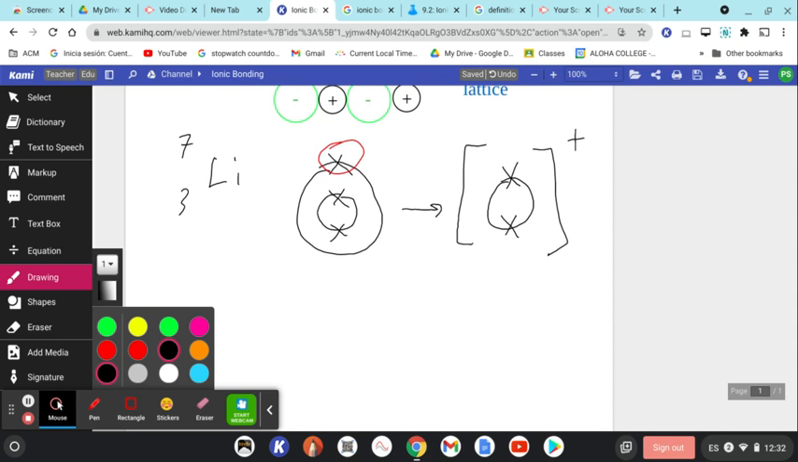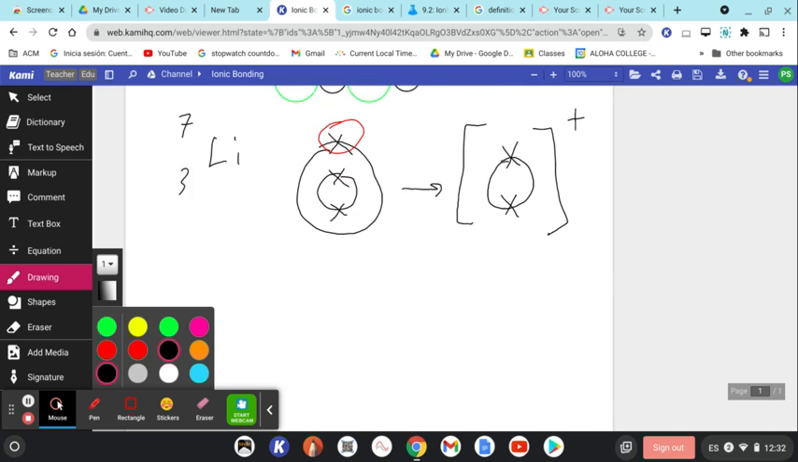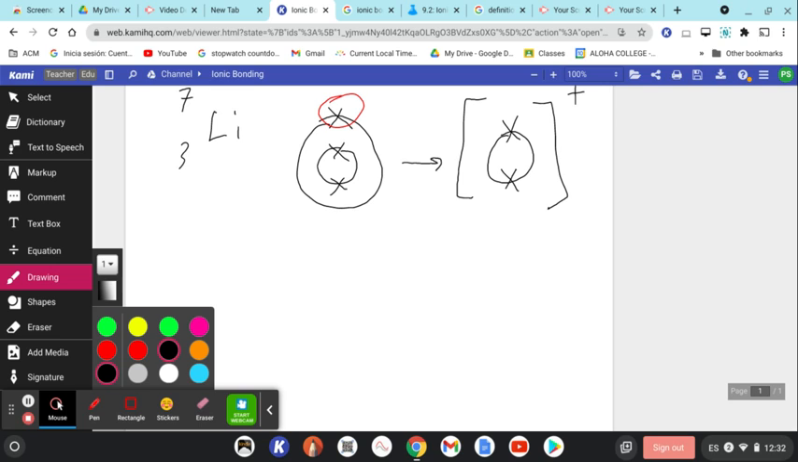Now, metals like to lose electrons because they have few electrons in their outer shell. And by losing them, they have a complete outer shell. Now, where would that electron go? Well, metals can react with nonmetals. And this is what we see in ionic bonding. Positive metal ions and negative nonmetal ions.